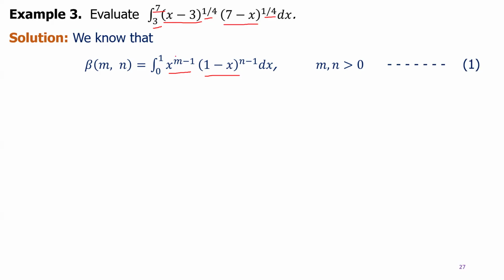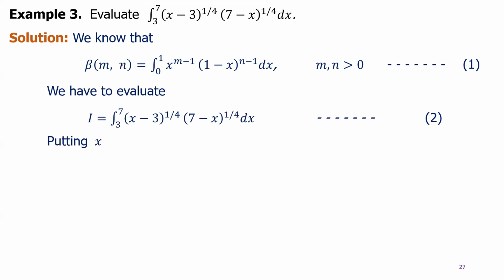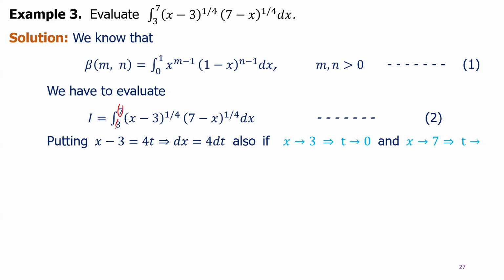Now, in this question, our aim is to reduce this integration into the form of this. Then we are able to get our answer. For this purpose, we have to put x minus 3 equal to 4t. How do we get 4? It is nothing but the upper limit minus the lower limit: 7 minus 3 is equal to 4.